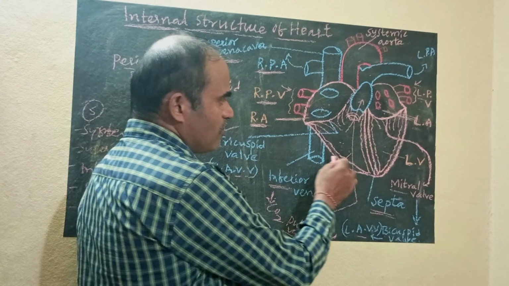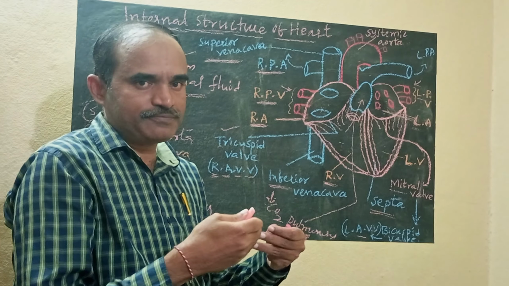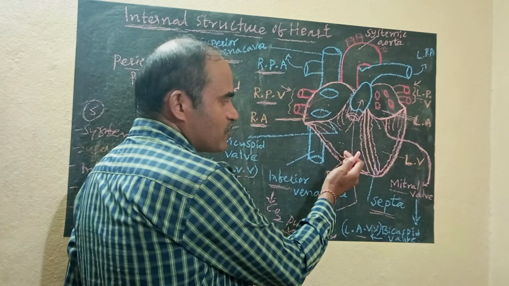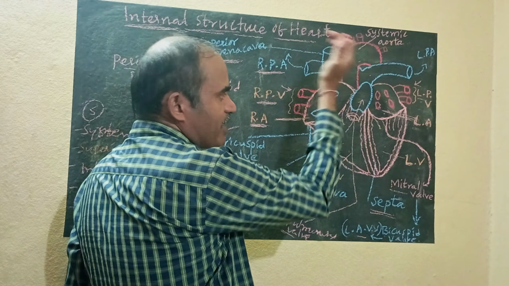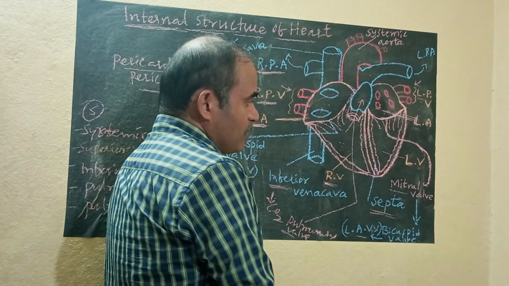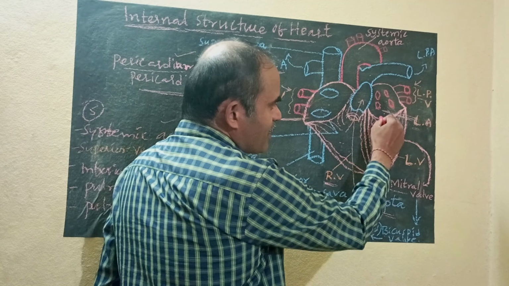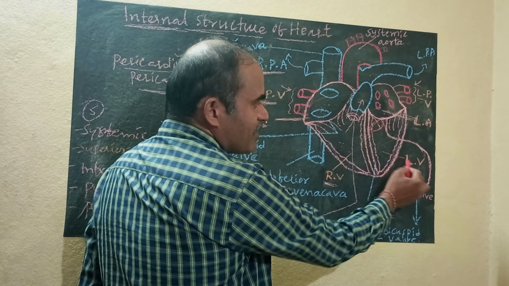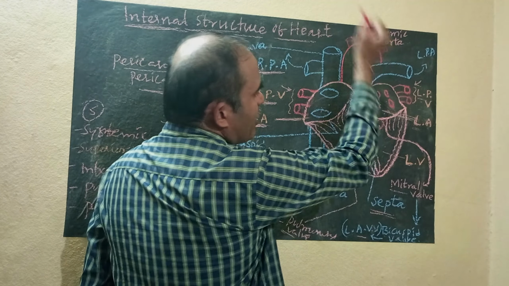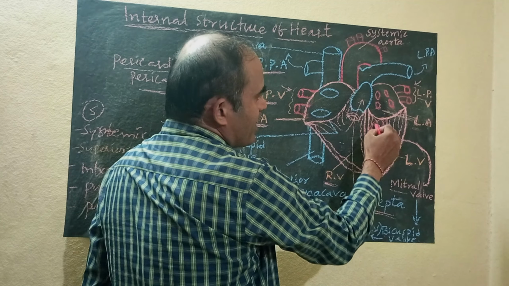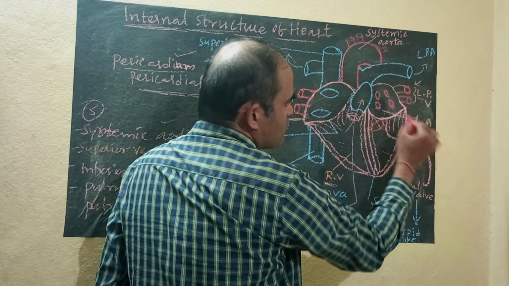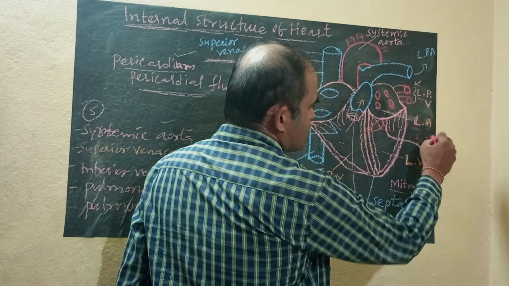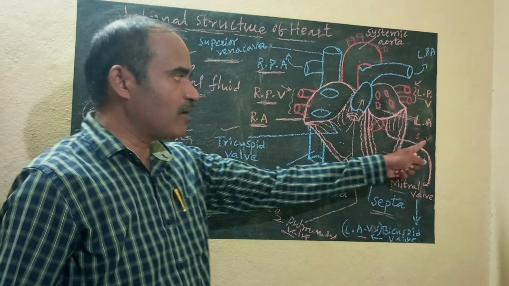When the lower two chambers contract, moving inwards, blood flows from the right ventricle into the pulmonary artery, and from the left ventricle the oxygenated blood flows to the systemic aorta. Here also there is a valve. The valve is called the systemic valve, SV, which I have written here.